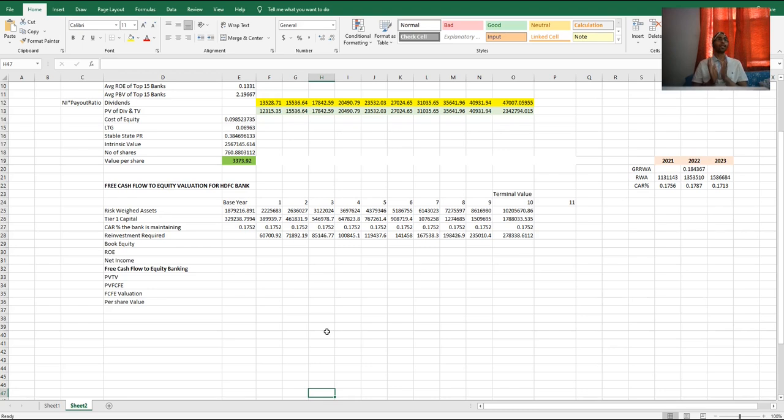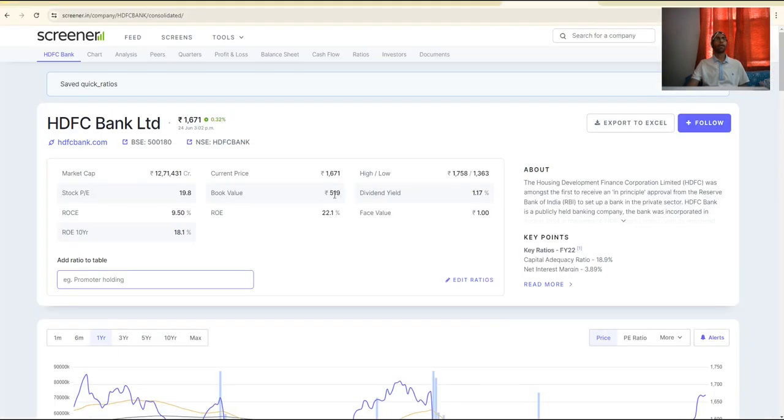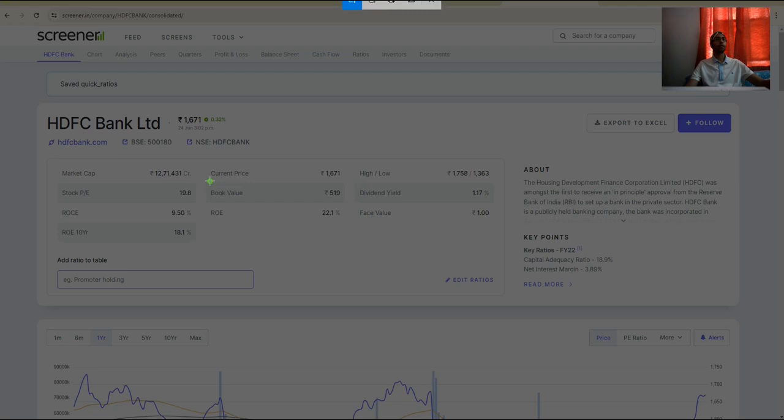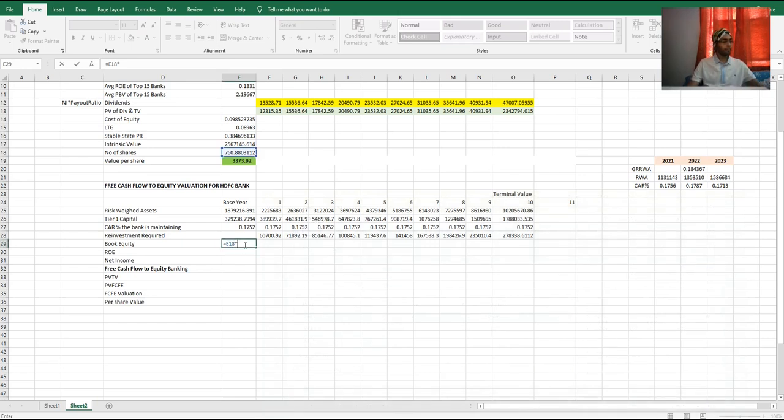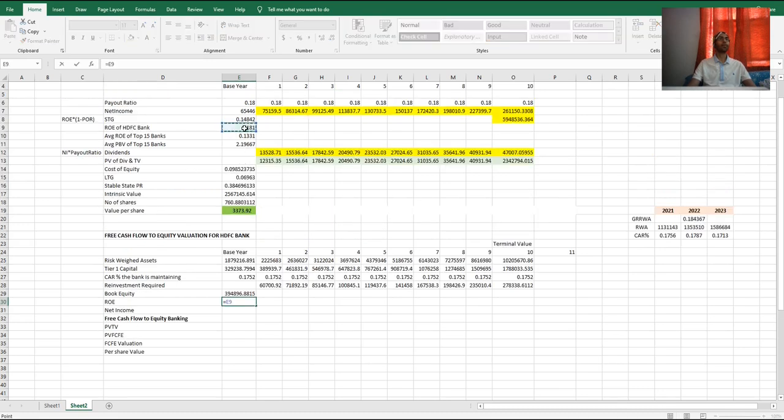So friends, what we'll do now is use the book equity and return on equity to get our projections of the net income. Now the current book equity is equal to number of shares multiplied by the current book value. Let me check what the current book value is. 519. This is the number, right? So let's use it, friends. 519. The book equity is approximately 3.94 trillion, right? And the return on equity, we can use the same return on equity that we used earlier for HDFC Bank. This is equal to 18.1%.